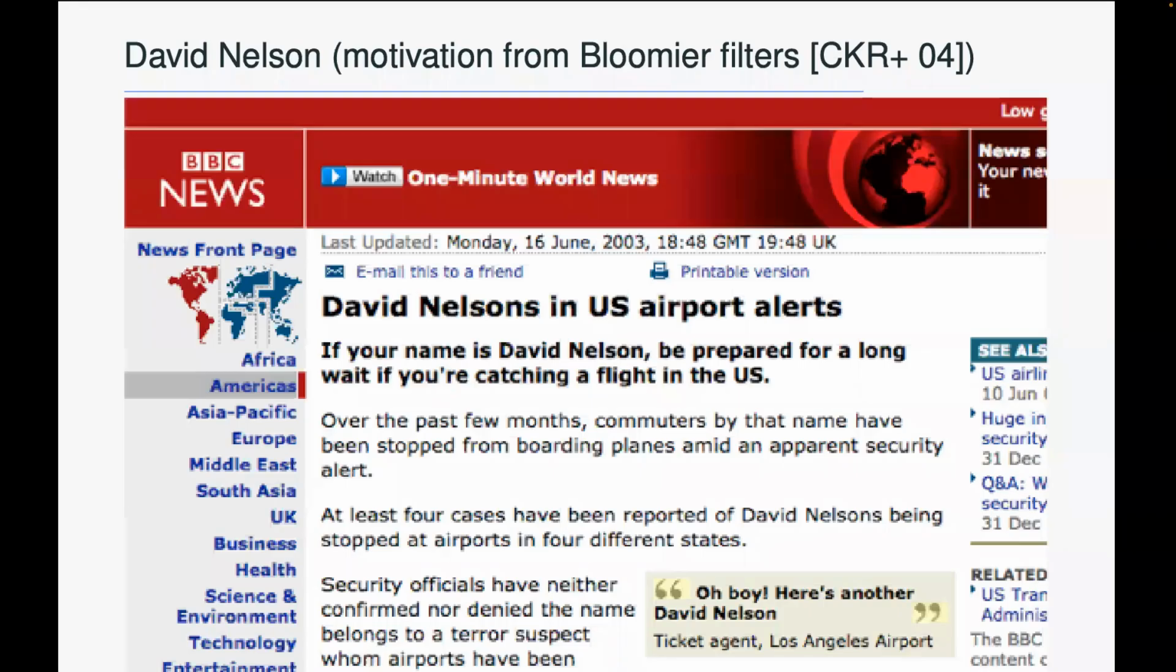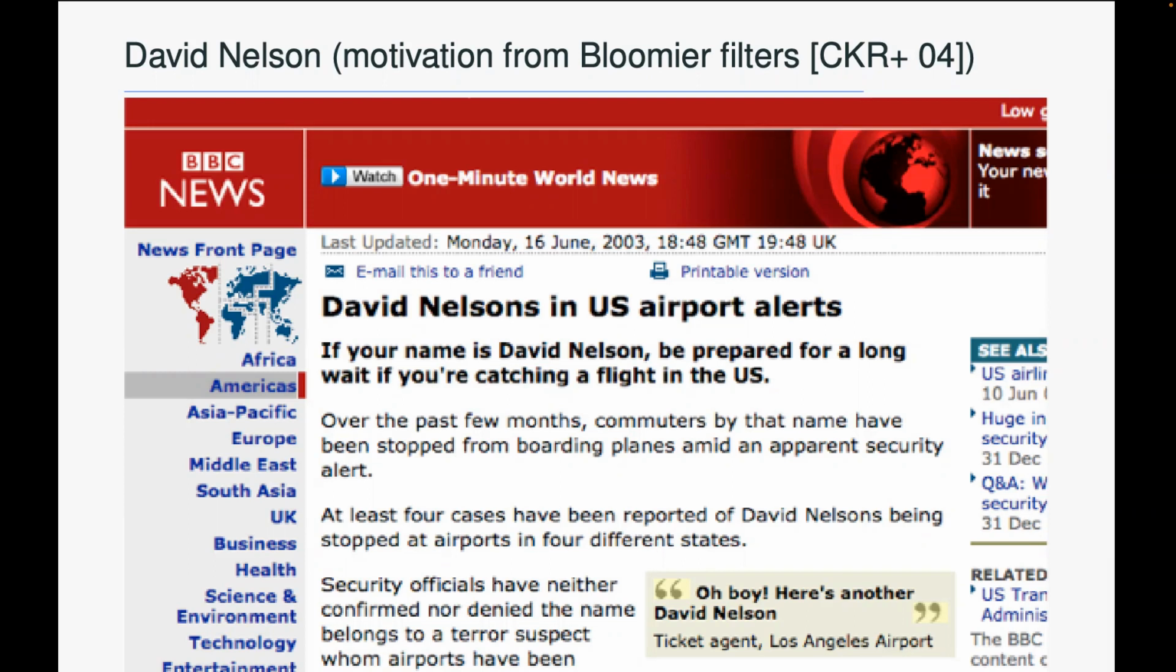This is a fun motivation, and this is from an older paper. The Bloomier filter paper, which was from 2004, was kind of a follow-up to Bloom filters. What the Bloomier filter paper actually did is it's a kind of Bloom filter that stores a function on each of the elements in your set. But their motivation was really interesting and actually a lot of fun.